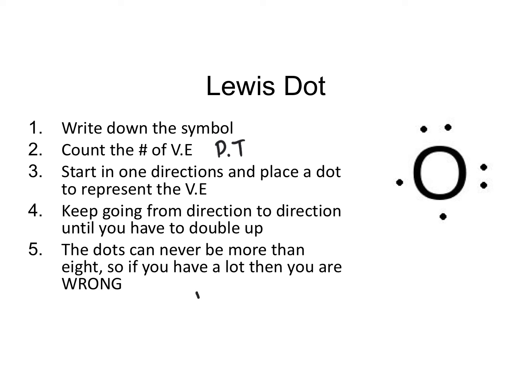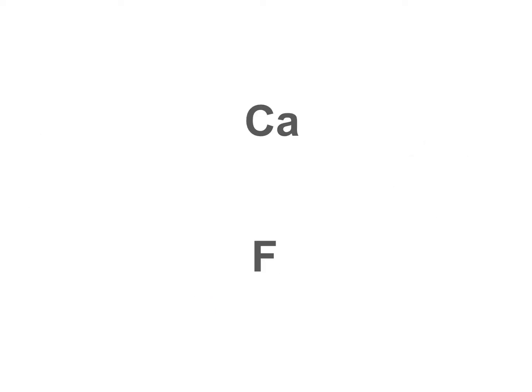Note, because we are talking about valence electrons, you will never have anything more than 8. So if you have a symbol with like 16 dots on it, you did it wrong. Go back and check for the correct number of valence electrons. So let's go ahead and work out these two examples.